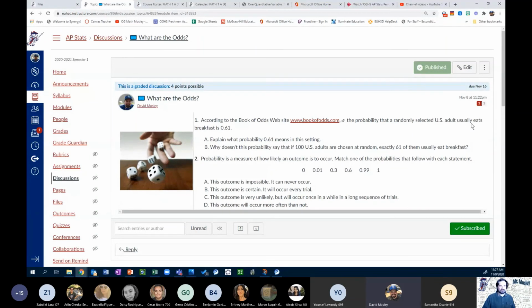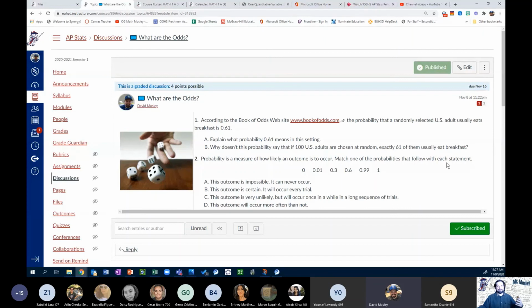randomly selected U.S. adult usually eats breakfast is 0.61. Right, for this, you want to explain what probability 0.61 means in the setting. Right, what percentage of adults are expected to eat breakfast, essentially. What doesn't this probability say? Why doesn't this probability say that if 100 U.S. adults are chosen at random, exactly 61 of them usually eat breakfast? Why is that not the statement they're making? Why are they saying it the way that they did?